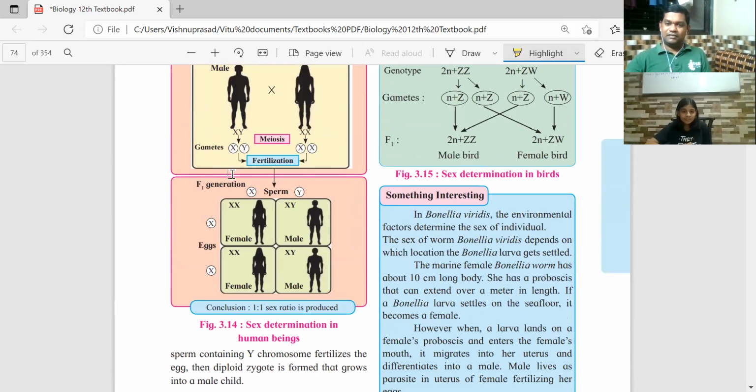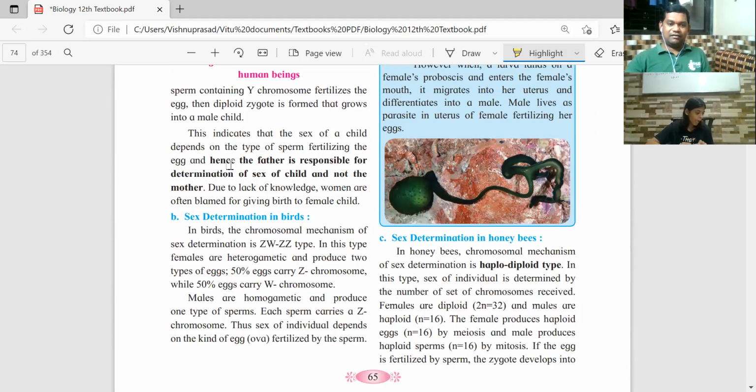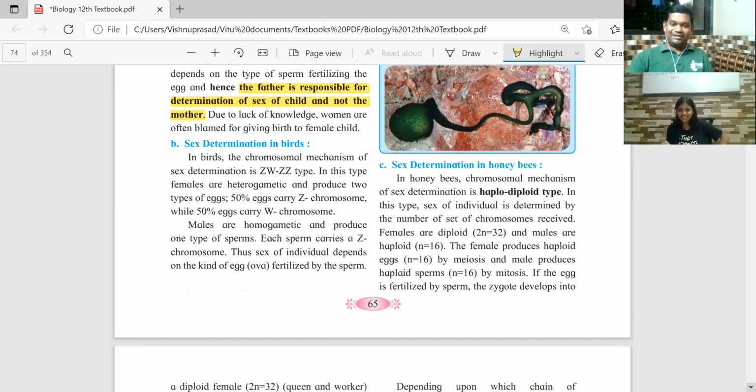ये cross वगैरह ऐसा दिया है. The same thing is represented over here. So that completes this. ये देखो, यहाँ पे एक statement है: it is the father who is responsible for determining the sex of the child and not the mother. That's a very important give reason question they can ask you in the exam. So you have to write and explain and make that cross, एक genetic cross बना के बताना है.